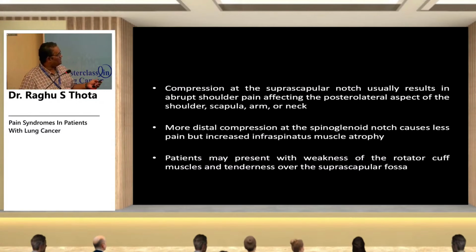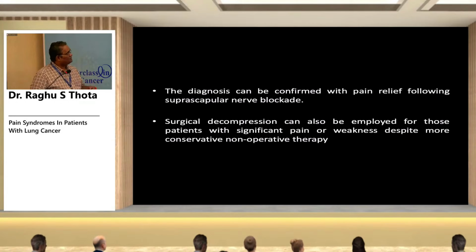If the nerve entrapment is in the suprascapular notch, it results in abrupt shoulder pain affecting the posterolateral aspect of the shoulder, scapula, arm or neck. But if it is more distal at the spinoglenoid notch, it causes less pain but increased infraspinatus muscle atrophy. So based on where exactly the entrapment is, the symptoms may vary. It can be confirmed with a pain relief procedure of the suprascapular nerve. It's a very easy procedure. Dr. Avinash will be speaking on that, ultrasound guided. And we can also do a surgical decompression.